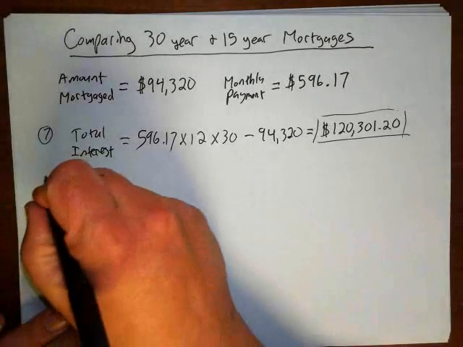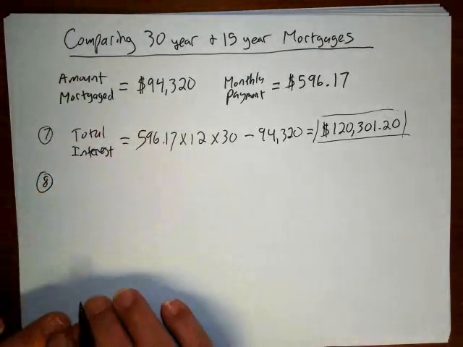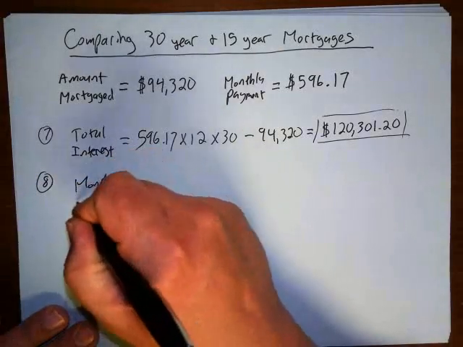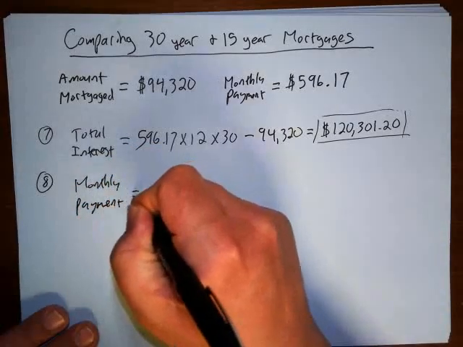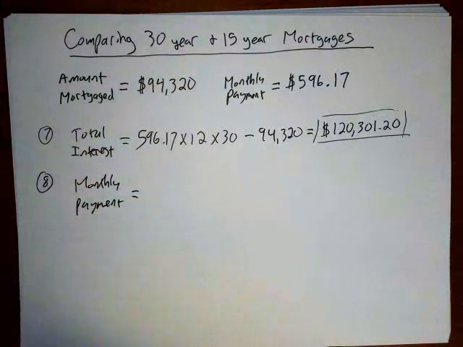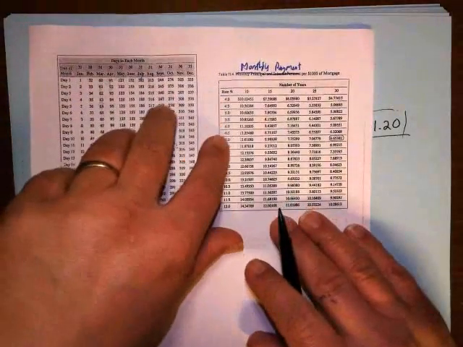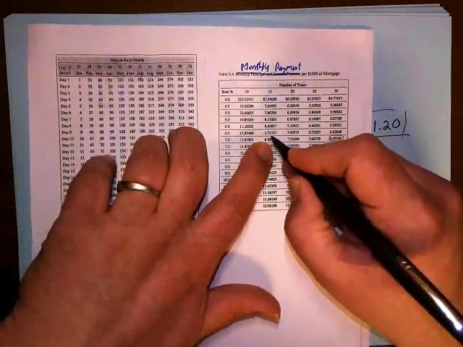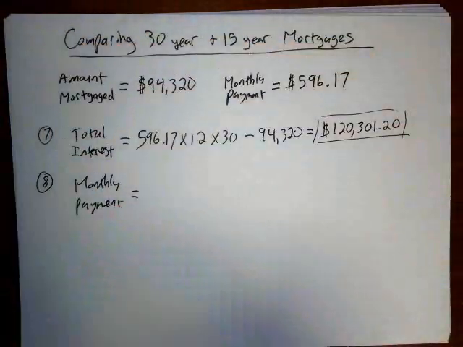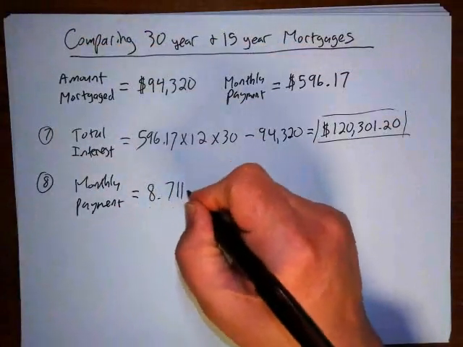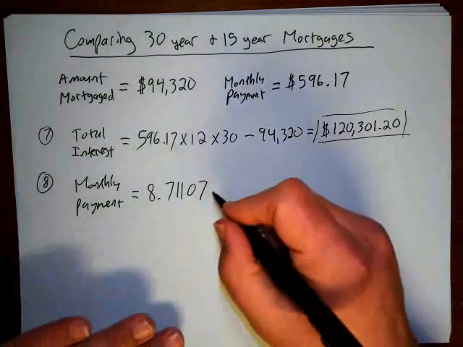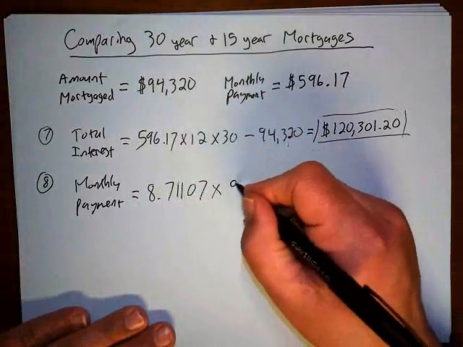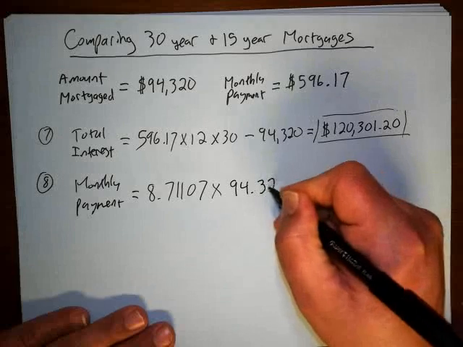So now question 8 asks you, what is the monthly payment for a 15-year mortgage at the same interest rate? So I'm just going to find the monthly payment here for a 15-year mortgage at 6.5% interest. So I'm going to use my mortgage table again. I'm going to go to 6.5% interest for 15 years, and I get this number on the table. It's 8.71107. So that's the number on the table times the number $1,000 mortgage. So I need to move the decimal point over 3 places, and I get 94.32.